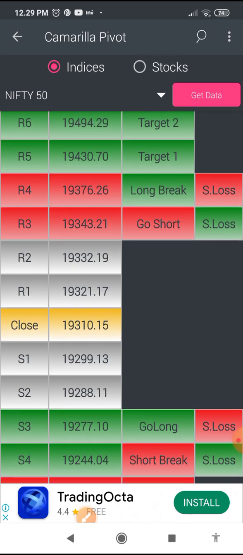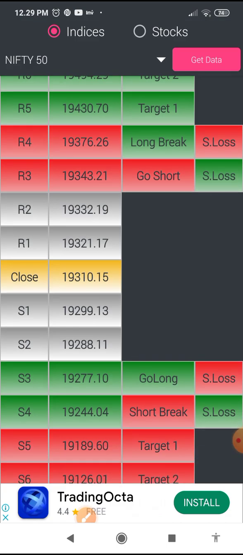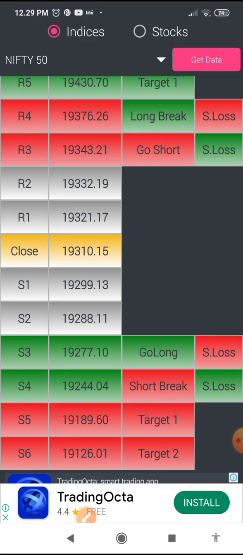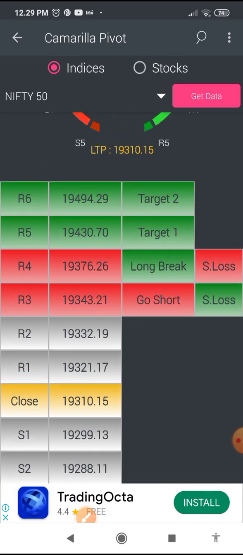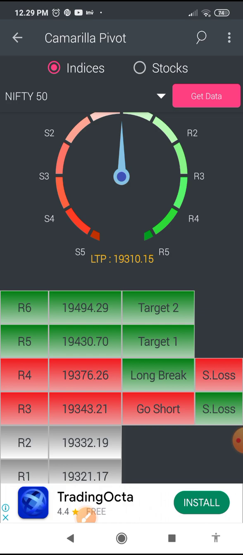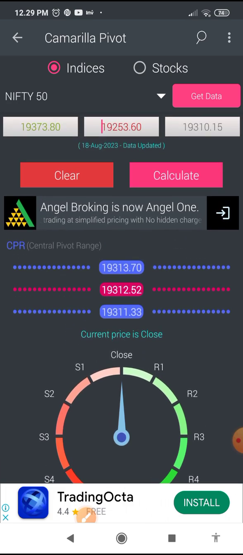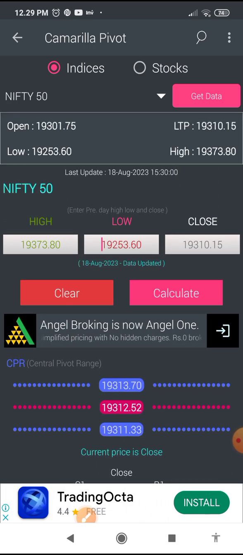So the closing price on 18th of August was 19,310.15. Now S1, S2, S3 levels are all the 6 levels shown below, and 6 levels are shown above. Same way you can get the levels for other indices also.